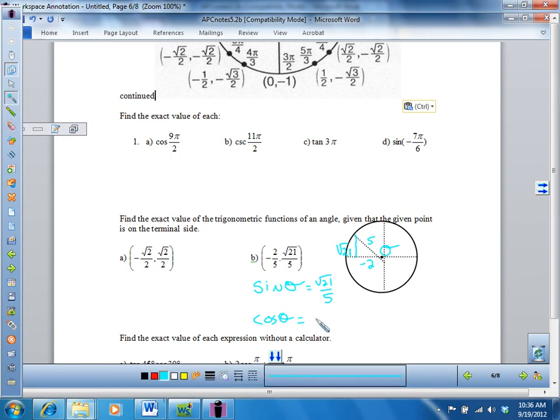So this is negative 2 over 5. Okay? Come on. Focus here. A few more minutes. Tangent is going to be opposite over adjacent. So it's root of 21 over negative 2, which I prefer to write, and you should prefer to write it, as negative root of 21 over 2.